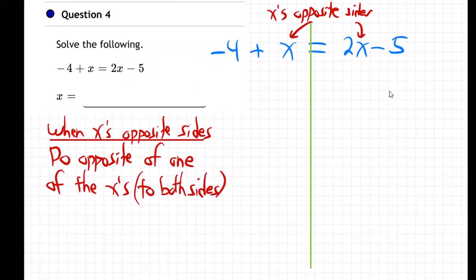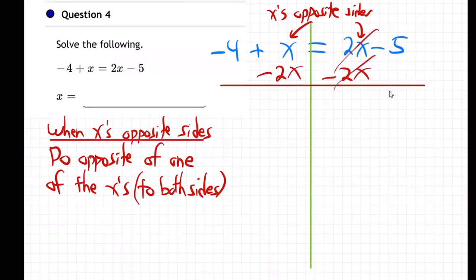It doesn't matter which one. So I could go to this one and say, I'm going to do the opposite of it, which would be minus 2x, and then do it to both sides. Or I can go to this one and say, I'm going to do the opposite, which would be minus x, and do it to both sides. It just doesn't matter. So I'll say, all right, how about minus 2x to both sides? I could have done minus x, as I said, it doesn't matter.